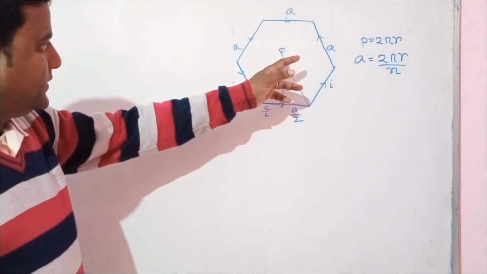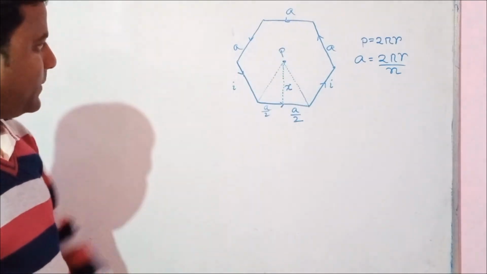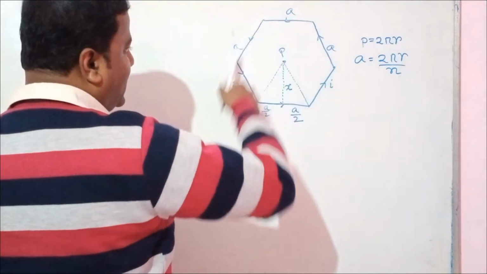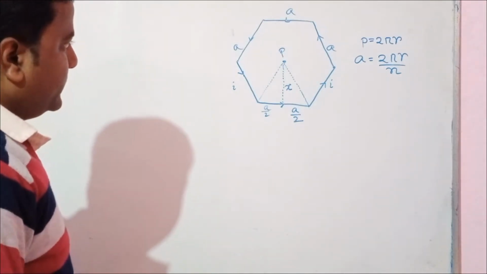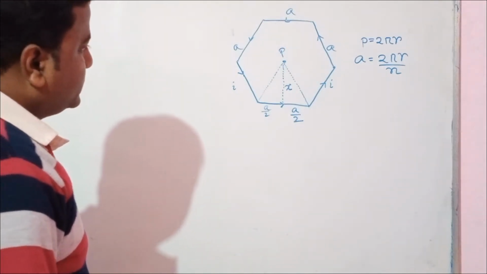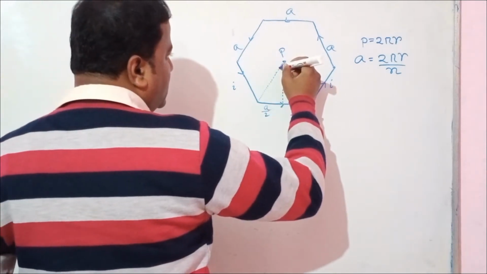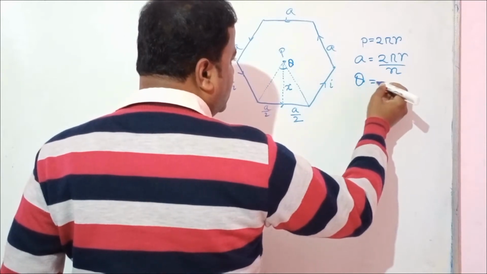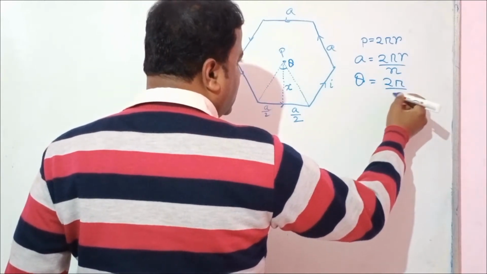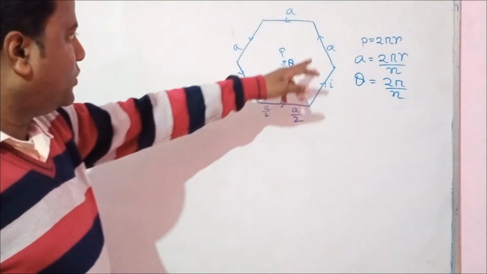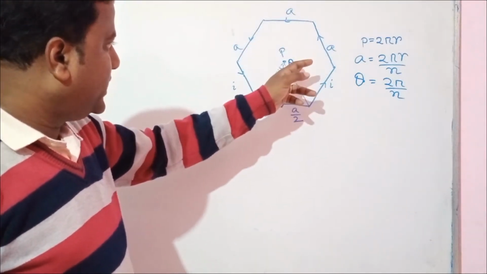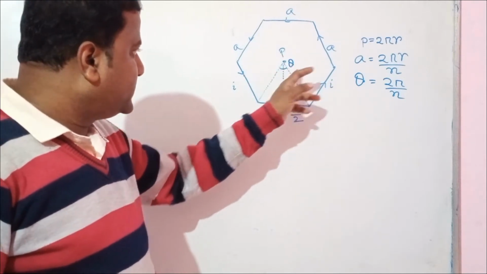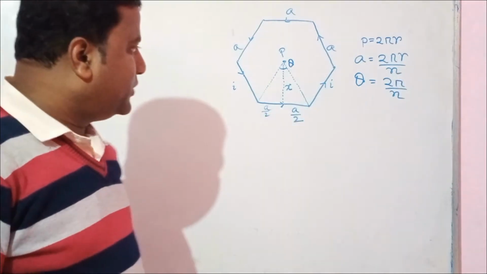Here P is the center point of the polygon. We have to calculate the magnetic field at point P when the current I carries. Now this is the angle theta. Here theta equals 2 pi upon n, because the total angle at the center is 2 pi and the total number of angles is n. Therefore this angle equals theta, 2 pi upon n.